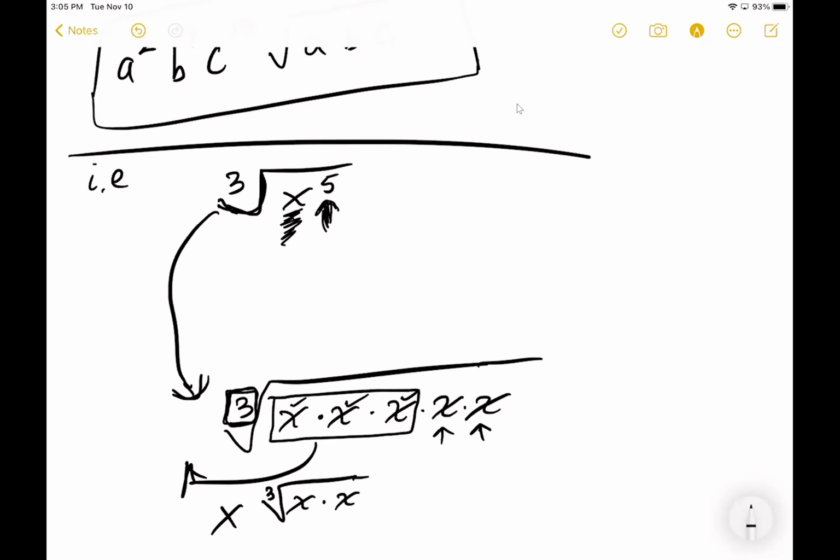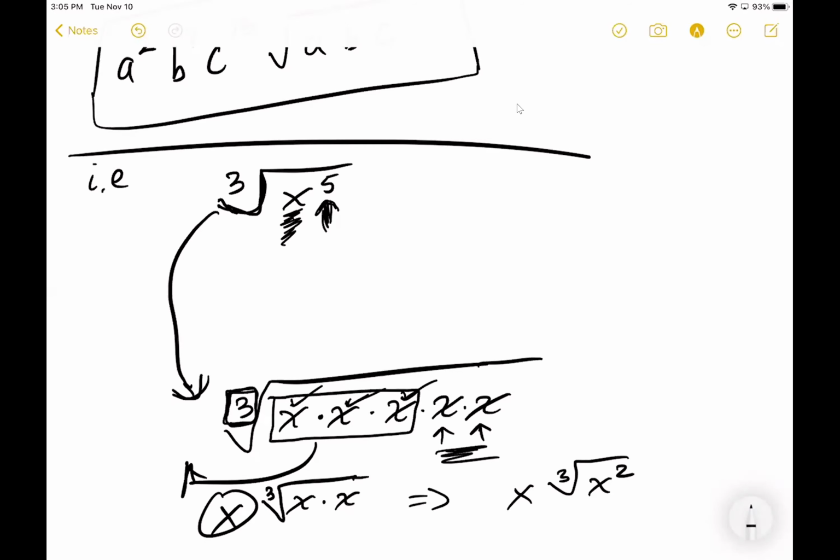In order for me to get out of the cube root, I need a group of 3 of the same. And if I have a group of 3 of the same, I bring one of them outside. I don't have 3, I still have a lonely 2 items inside, which in this case, I can simplify this as that. I have an X cube root of X squared, okay?